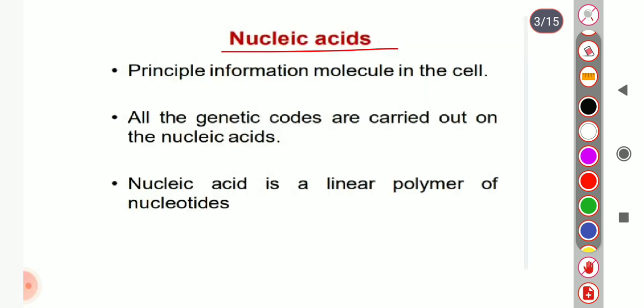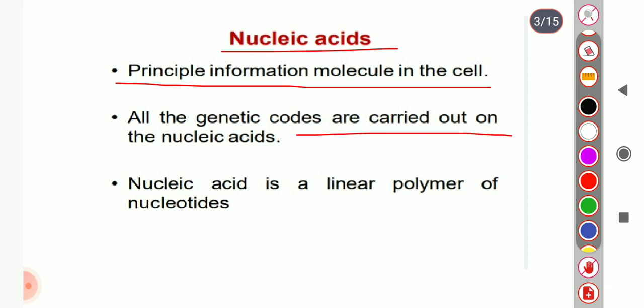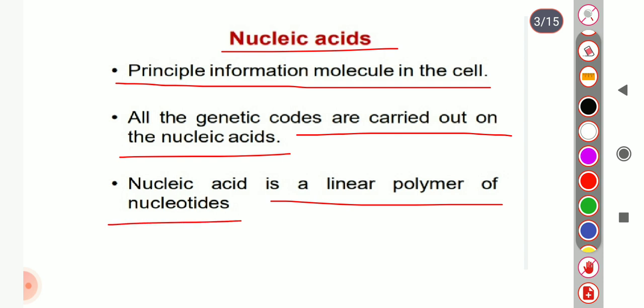Nucleic acids are the principal information molecules in the cell. All the genetic codes are carried on the nucleic acid. Nucleic acid is a linear polymer of nucleotides. A nucleotide is a compound formed by the union of a nitrogen base, a pentose sugar and phosphate. Means a nucleotide contains three types of compounds: nitrogen base, pentose sugar and phosphate. A nucleotide is formed through the phosphorylation of a nucleoside, and the nature of a nucleotide is acidic.